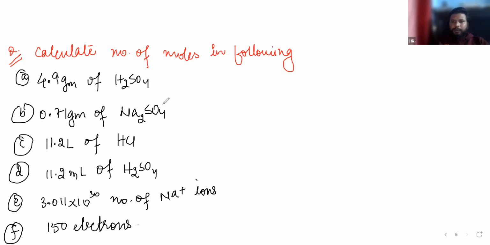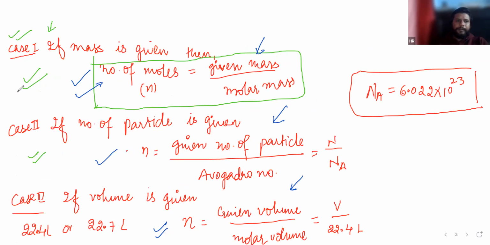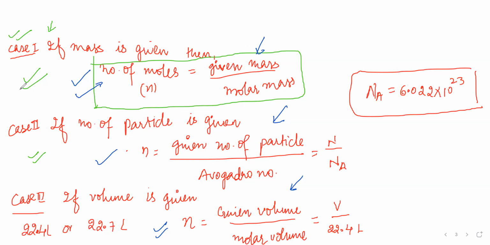I have given all the questions from that formula. You can apply according to the given question. If mass is given, we will apply the formula for mass. If number is given, then we will apply the formula for number of particles. And if volume is given, then the formula for volume. Sir, can you show the other slide? I think I wrote the formula wrong. Just see the formula. You haven't written it all.